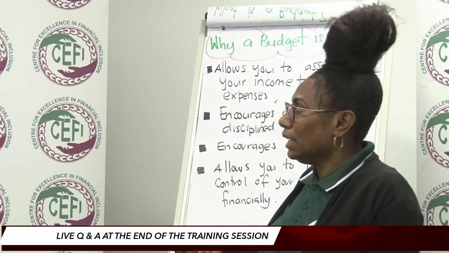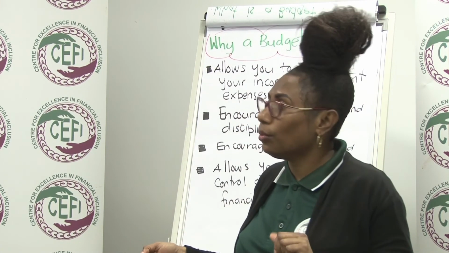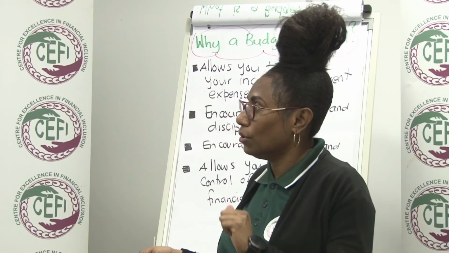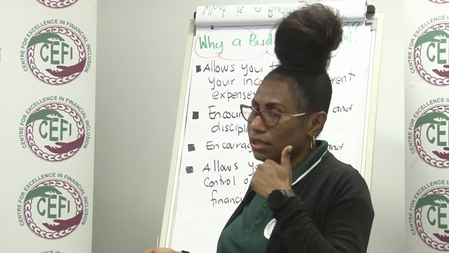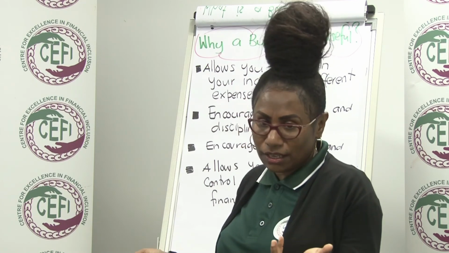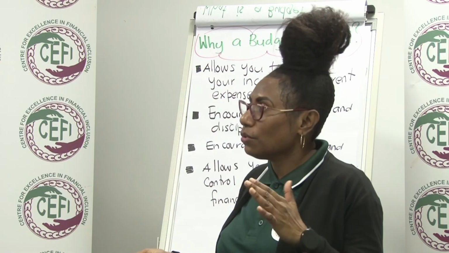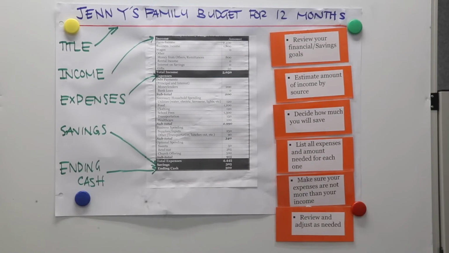So all in all, in developing a simple household budget, always remember that you should at all times put a title. Know that you should list down your sources of income, your expenses, your savings, and your ending cash. Now most of the time, remember that savings goal has to be part of your budgeting plan as well.